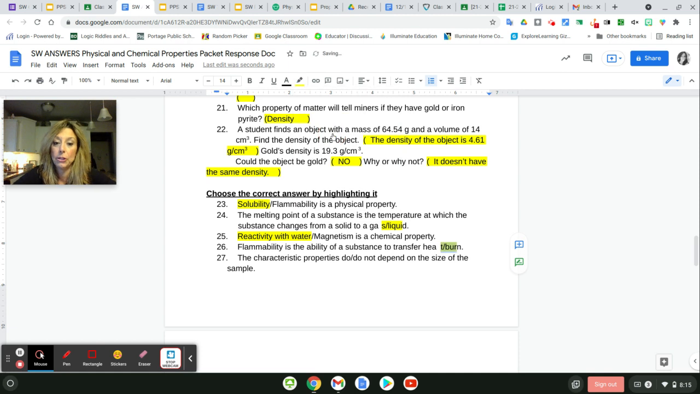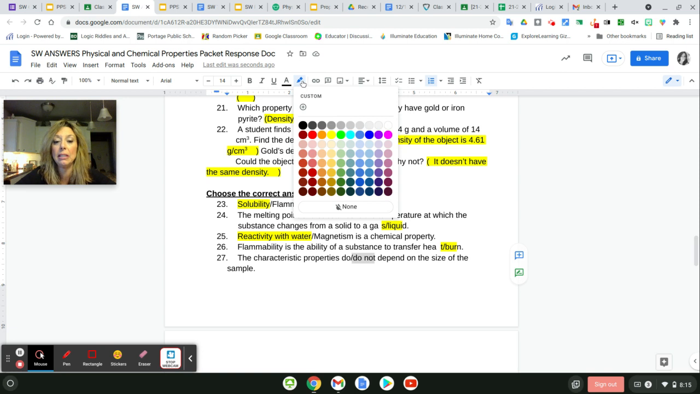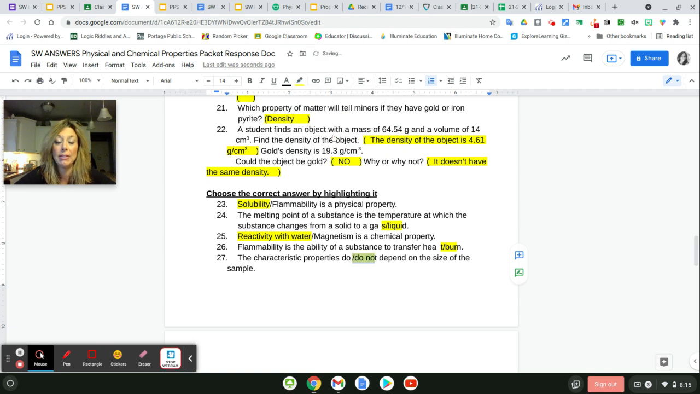Okay. The characteristic properties do or do not depend on the size of the sample. And honestly, they do not. So you could have a small piece of aluminum foil. You could have a large piece of aluminum foil. They still have the same properties. They're still going to have the same density. We learned that in the cylinder lab. Didn't matter what size the cylinder was, each of them had the same density. You can still bend it, whether it's a small piece or a big piece. It still has luster. It still has all the same properties. It doesn't matter what size it is.